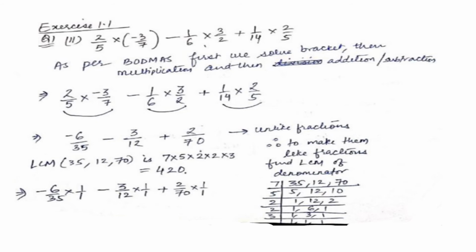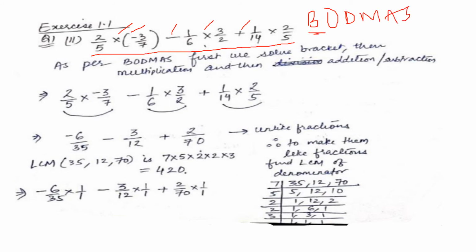Now exercise 1.1 of NCERT, second part. You can see it is a combination of operators. Here we have multiplication, here we have brackets, we have minus sign, we have multiplication, we have positive. So we need to follow BODMAS strictly to get the right answer. So BODMAS says first solve all the brackets.